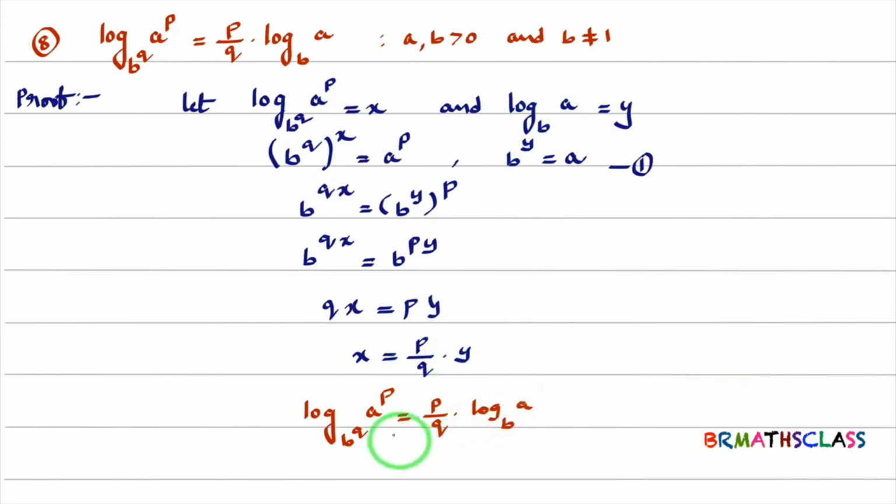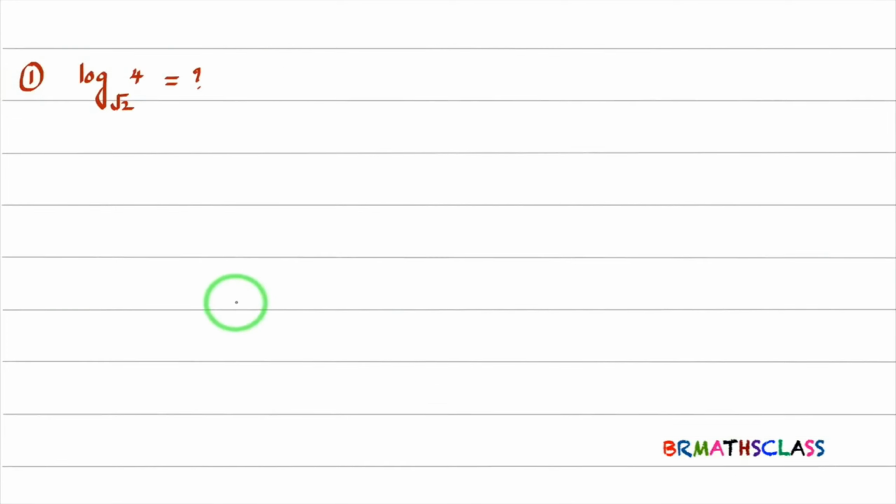So finally what we proved? We proved that logarithm of a power p base b power q equal to p by q into log a base b. Till now in this chapter we learned the definition of logarithm and the proofs of 8 properties. Now this is the first problem in this logarithm chapter.